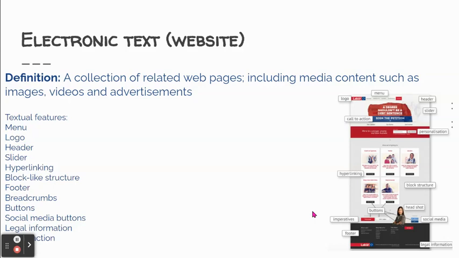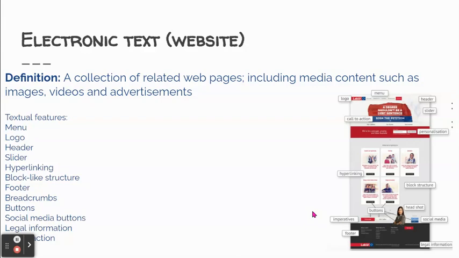So, the definition of an online text is usually a collection of web pages, including media content like images, videos, and perhaps ads as well. If you go back to the Jeremy Lin text, you'll see that there are lots of images. There are actually videos. I know that you can't obviously click on the video yourself because it's a printed text, or one that I've printed for you, and there are some ads and banners around the side.